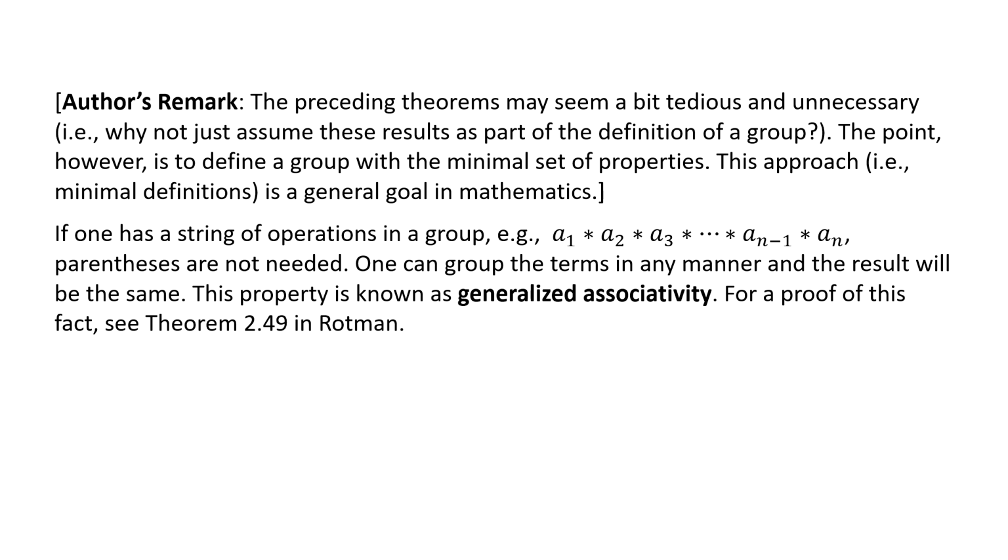The second point, unrelated, is concerning associativity. You have a string of operations like we have here. Parentheses are not needed. One can group the terms in any manner, and the result will be the same. So this is known as generalized associativity. And for a proof of this, you can see theorem 2.49 in the book by Rotman. I referenced this book in my first lesson on groups. I'll give you the reference again and the link to this. I believe you can borrow this book from the Internet Archive without having to buy it. So if you're interested in the proof, I'll give you a reference on that.